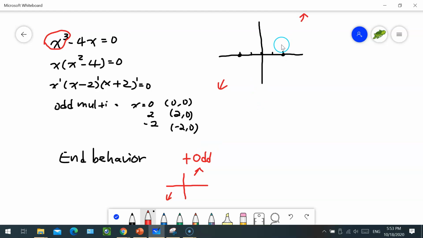This highest degree power term, the highest degree power 3, also gives us the information about the turning points. So the number of turning points is at most n minus 1, which is 3 minus 1 equals 2. So we will have two turning points on the graph. That means you will have a parabola-like shape, one facing down, the other one facing up.